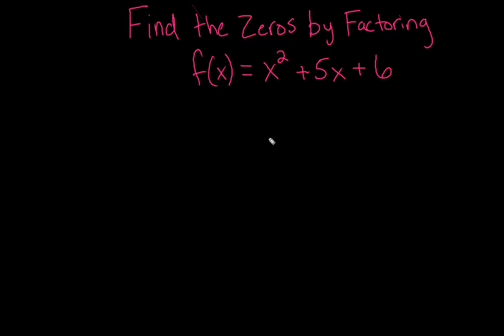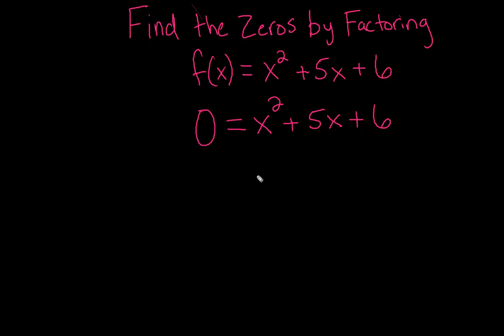If you remember, the zeros are the values of x that make the entire function 0. So instead of having f of x here, let's replace it with 0, because we want to know what values of x make this entire function 0. So we're just going to rewrite our polynomial here, but now we've just set it equal to 0. So the way that we can solve this is by factoring.